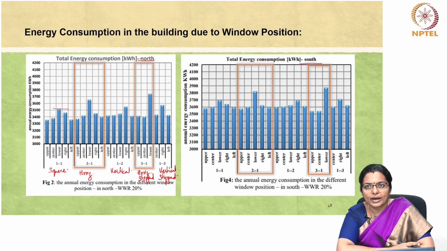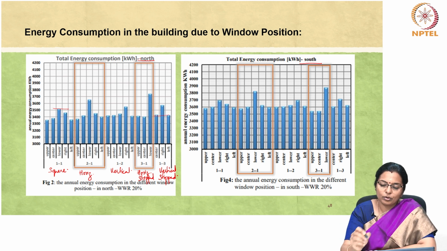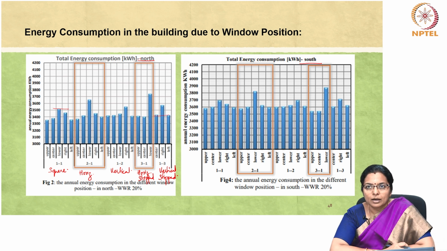Following this, the square opening on the left of the wall exhibits a slightly higher energy consumption, succeeded by the 2:1 ratio window, and finally the 3:1 ratio window, which is here. Notably, placing the window at the bottom of the wall results in increased energy consumption compared to the 1:1 square window configuration, but it is less than the 2:1 window.